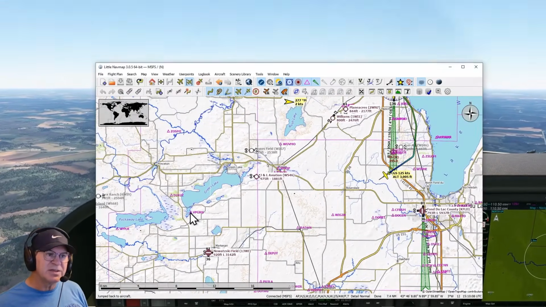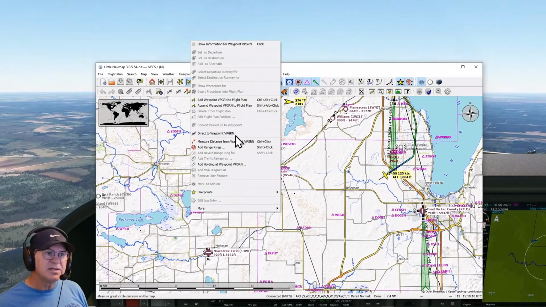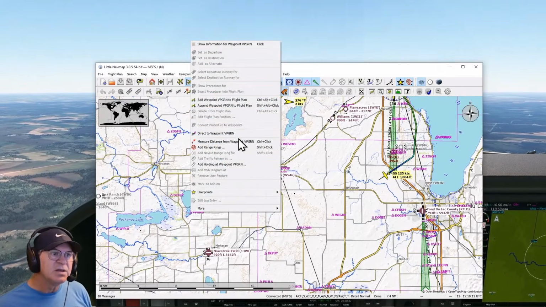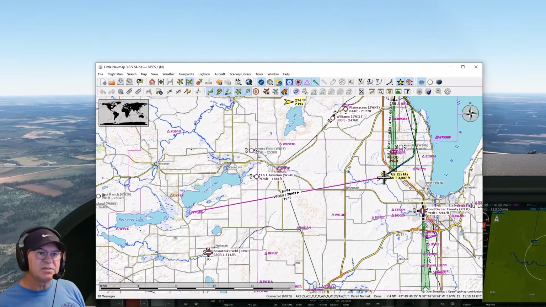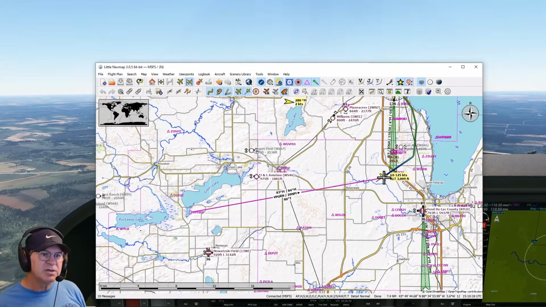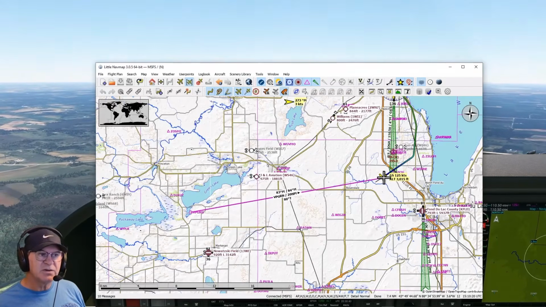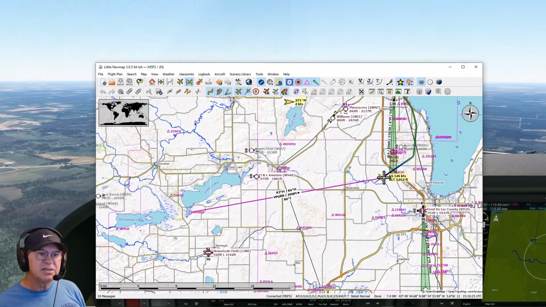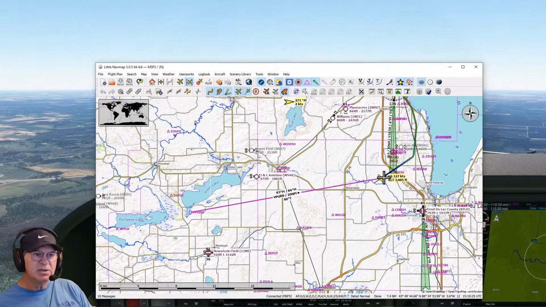I can just do something like this. Go here and say measure distance. There we go. And what's the distance here? We've got something like 20 nautical miles away. You could figure out how long that's going to take you. And you can see the magnetic direction that they're showing us here.